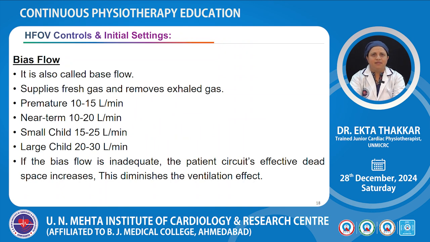HFOV controls and initial settings. First we see the bias flow. It is also called the base flow. It supplies the fresh gas and removes the exhaled gas. In preterm, premature 10 to 15 liter per minute, in near term 10 to 20 liter per minute, small child 15 to 25 liter per minute, in a large child it is 20 to 30 liter per minute. If the bias flow is inadequate, the patient circuit's effective dead space increases. This diminishes the ventilation effect.